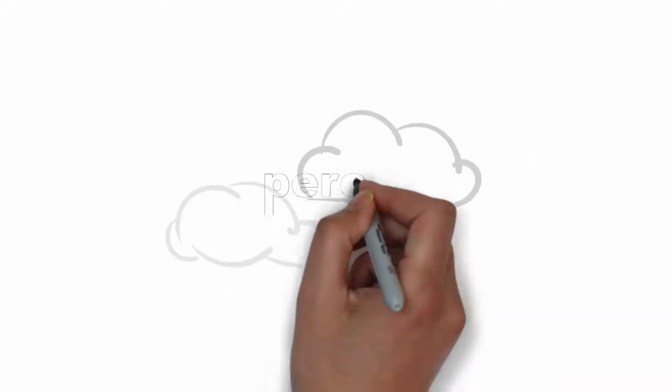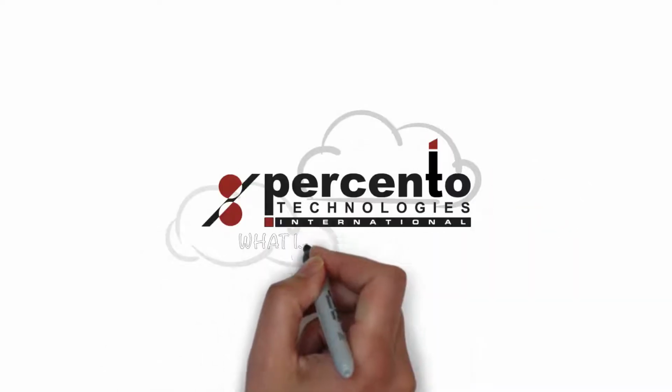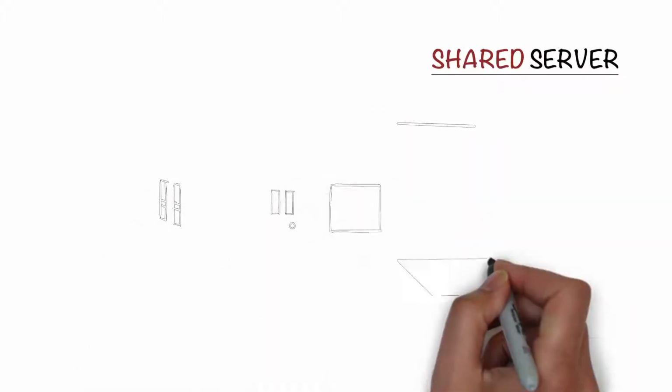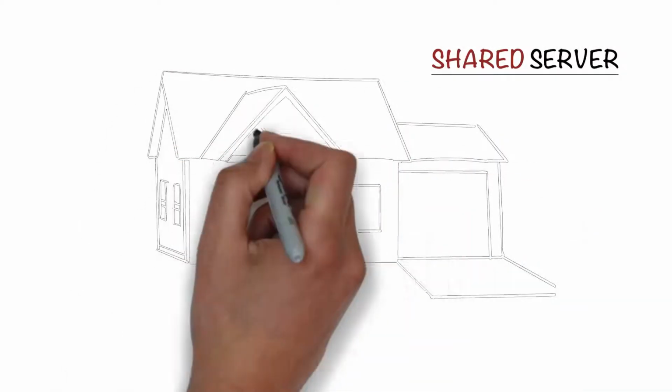In the world of storage, there are three options: a shared server, a dedicated server, and a cloud server. What is a cloud server and how is it different from a shared server or a dedicated server? The best way to understand servers is to think of them like houses.